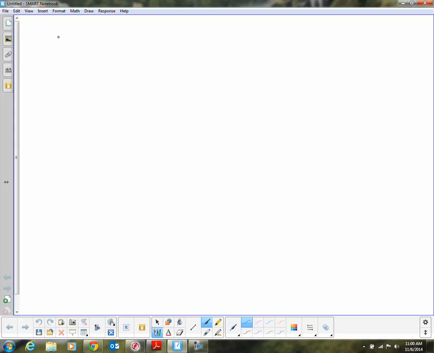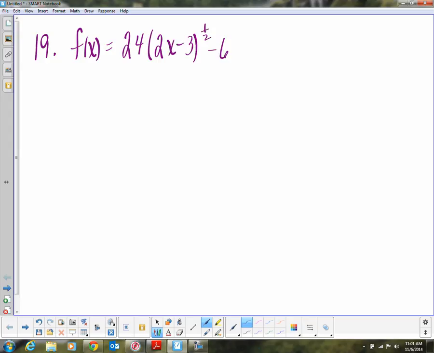So we're looking for increasing, decreasing. So 19, we would say f of x. Gosh, I hope I didn't give you f of x's tomorrow. I'm going to go ahead and prepare this, 2x minus 3 for the derivative. But how do we find this domain? We're going to set 2x minus 3 equals 0. And we're going to get x equals 3 halves.